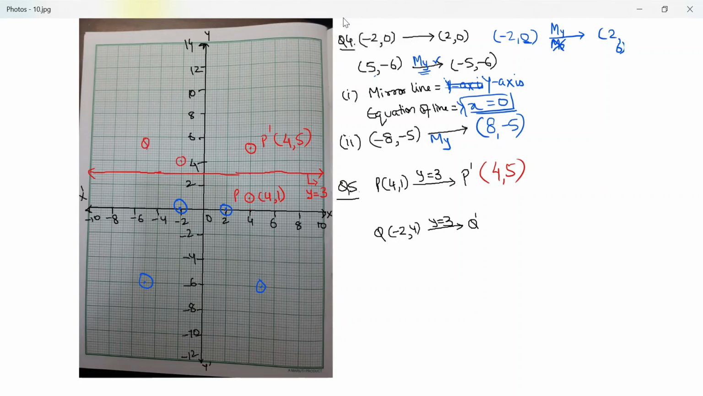So this is Q, negative 2, 4, and this is again being reflected in y is equal to 3. Now it is on the other side of the mirror, which means it will get reflected on this side, in the same quadrant but on this side. This is half a box away, which means this reflection will be half a box away. This is Q dash, and this will be negative 2, 2.